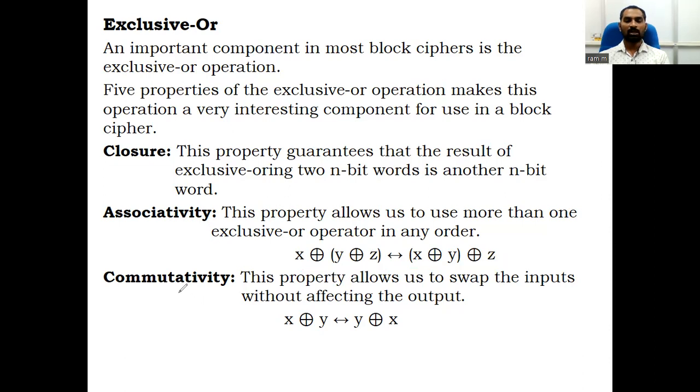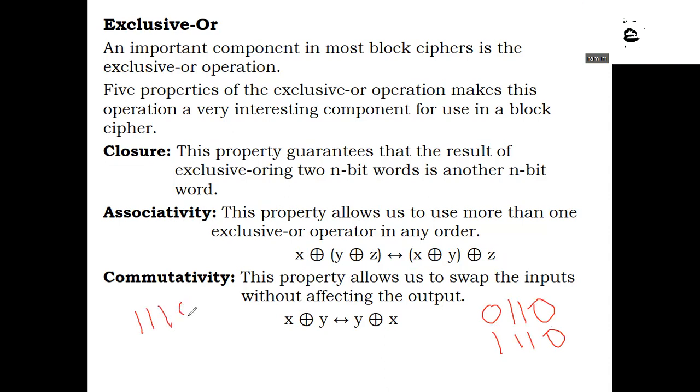Next is commutative. That is, X exclusive OR Y and Y exclusive OR X produce the same result. I'll take the same example, 0 1 1 0 with 1 1 1 0, and then apply exclusive OR between 1 1 1 0 and 0 1 1 0. Now what is the output here? 0 and 0 gives 0. So what does the exclusive OR accept? When you have two different inputs, the output is 1. If you have the same inputs, the output is 0.